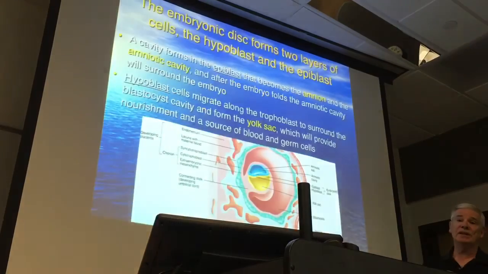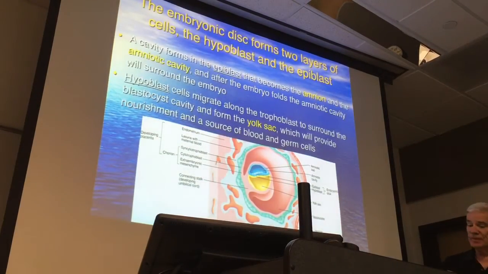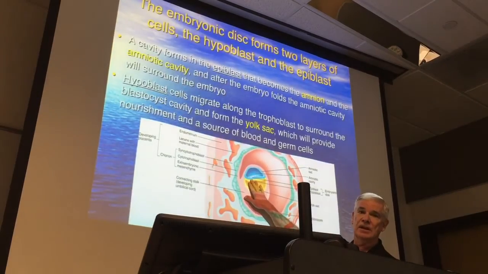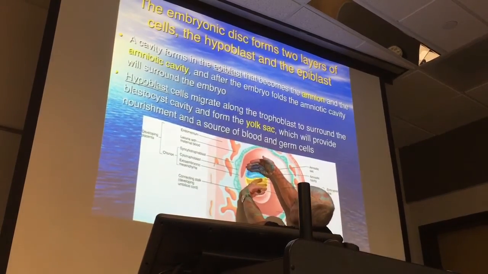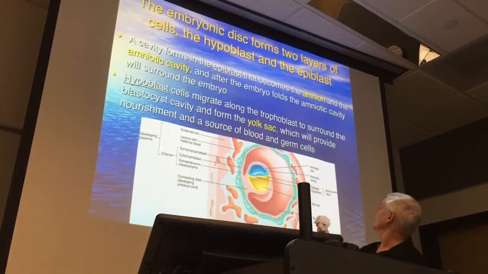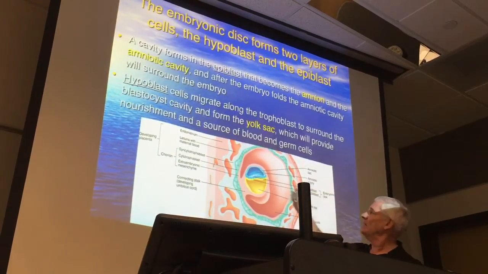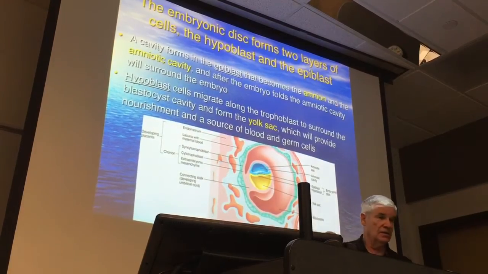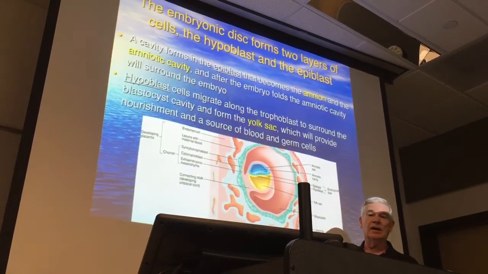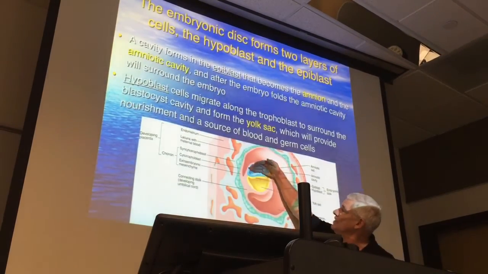Formation of the 3 germ layers is called gastrulation. Now, just before this point, the embryo was 2 cell layers thick, okay? And it was a disc, called an embryonic disc, and it was just 2 cell layers thick. This was the epiblast, that's the hypoblast. The hypoblast was 1 cell layer.